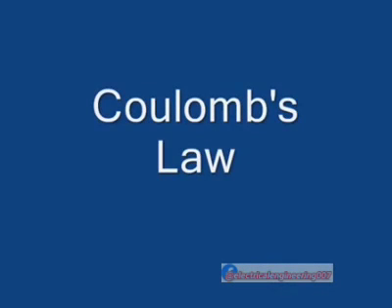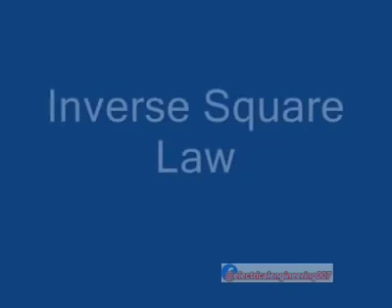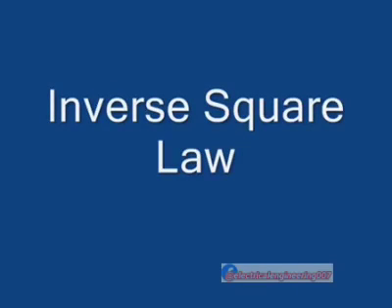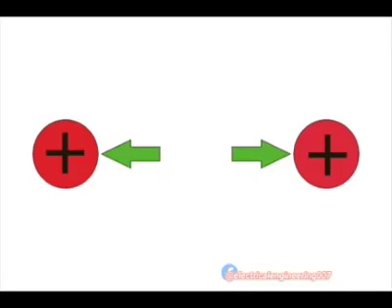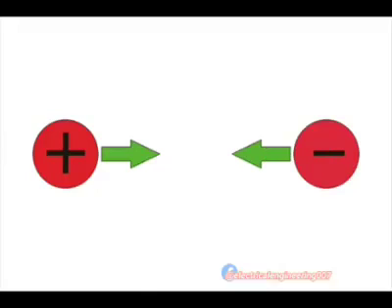Let's have a discussion on Coulomb's law. This fundamental law of electrical science is also referred to as the inverse square law. According to this law, if two charged bodies are kept at a certain distance, they will experience an attractive or repulsive force depending upon the nature of their charges. If the bodies are charged by similar electrical charge, they will repel each other. If the bodies are charged by opposite electrical charge, they will attract each other.